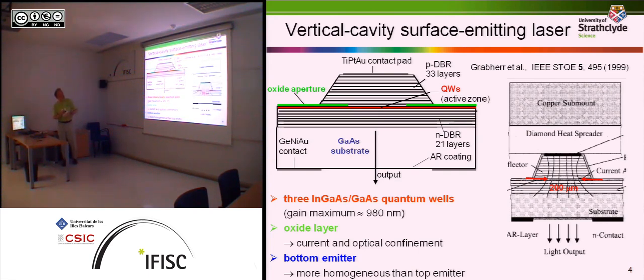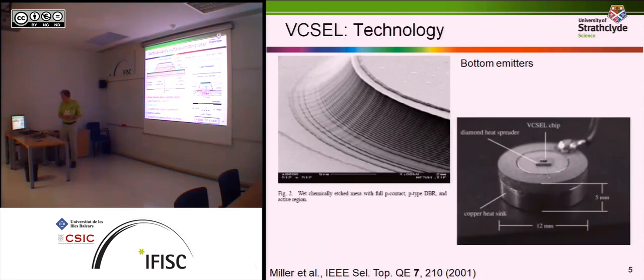So the technological implementation is then again slightly more complicated. In order to get the heat out of the device, you need to solder a diamond on top of this mesa, and then that is attached to a copper submount to take the heat out. And just to remind you, this area is 200 micron. The effective cavity length is only 1.2 micron. So you should think of it as a very, very flat disk and not as a tube, as maybe normal lasers look like. So lots of opportunities for these transverse patterns.